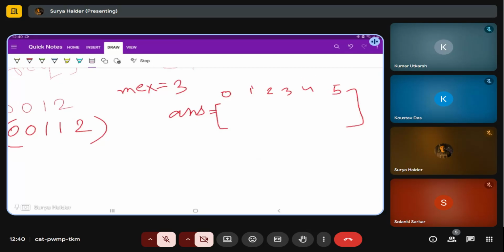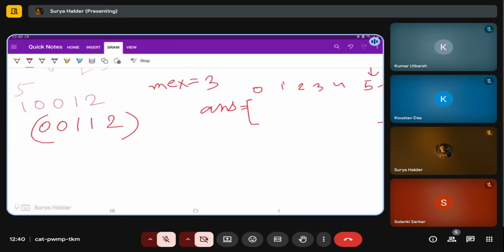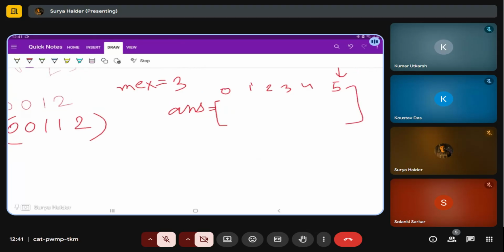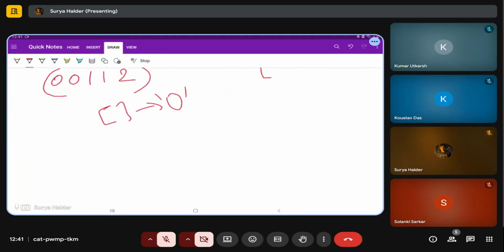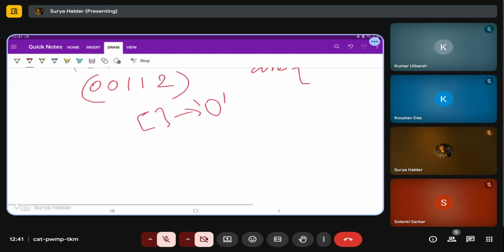So for k equals 5, I will be removing all the elements. If I remove all the elements, I will be left with the empty array. The max of it is 0 and no other max is possible. So the answer for 5 is 1. Now for 4.